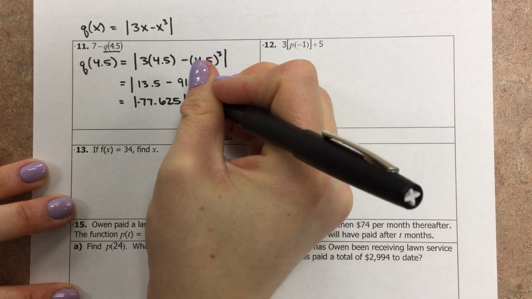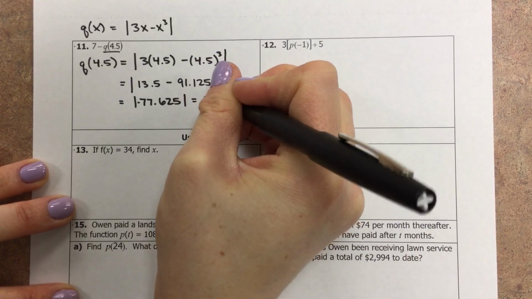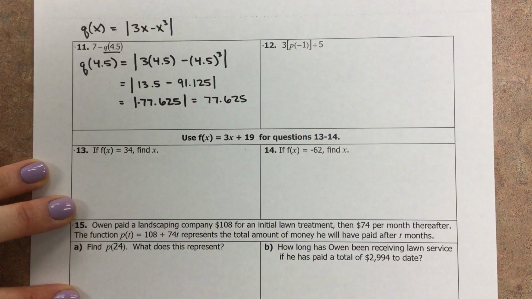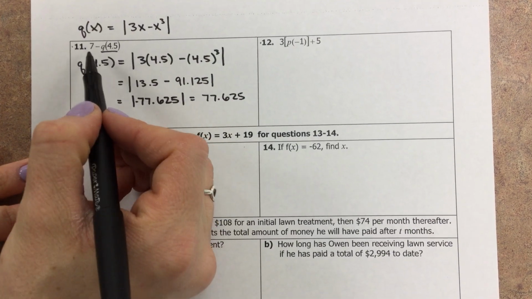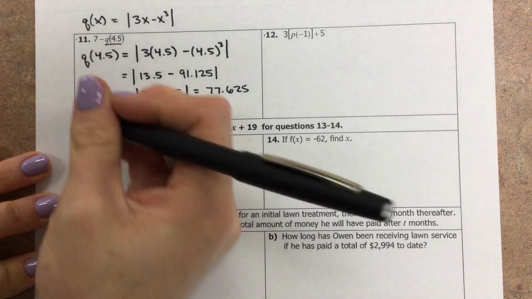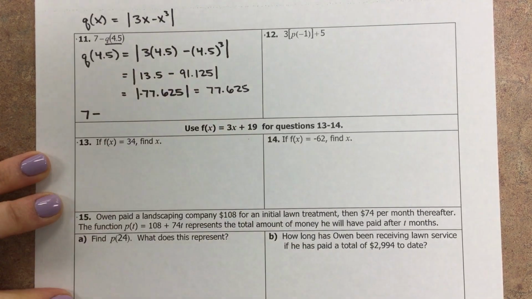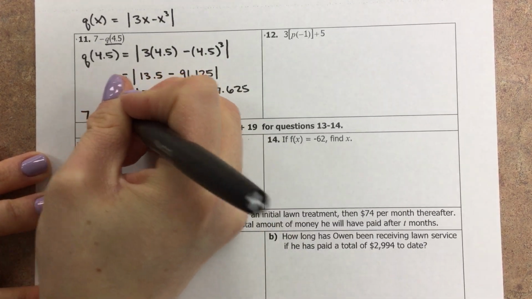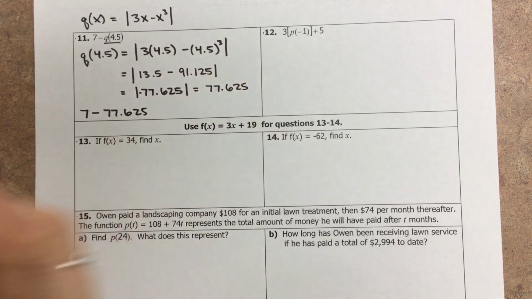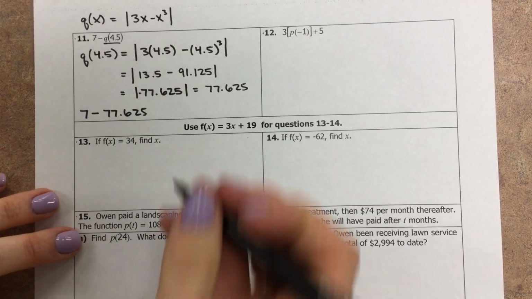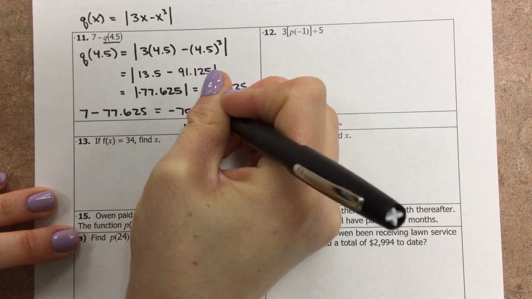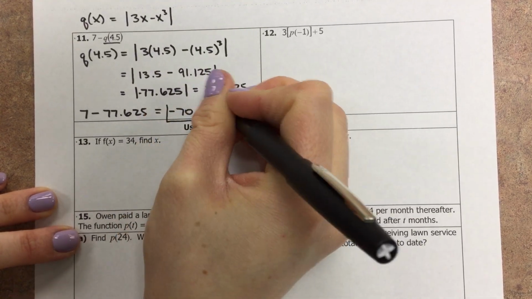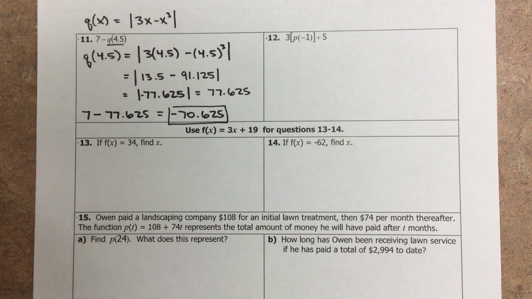So now we apply the absolute values. That would be a positive 77.625. So that's just this part of it first. Then look at the rest of the expression. I have 7 minus that number. So for my actual answer, I do 7 minus 77.625. So that gives me a negative 70.625. And that would be my final answer for number 11.